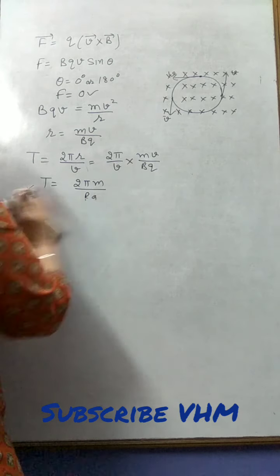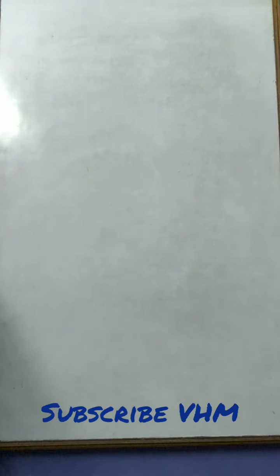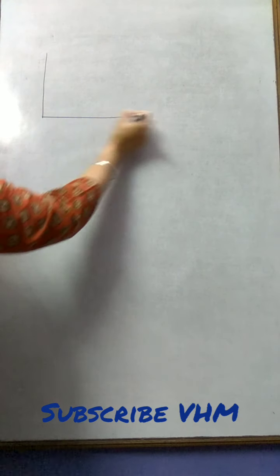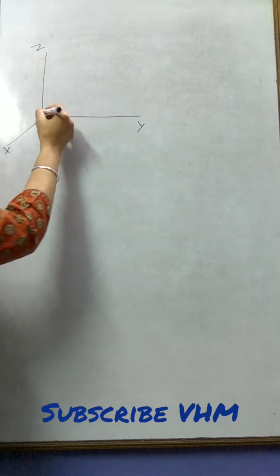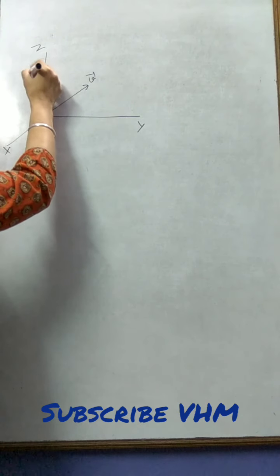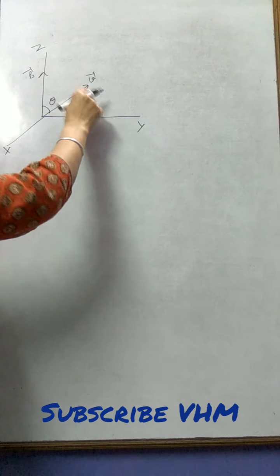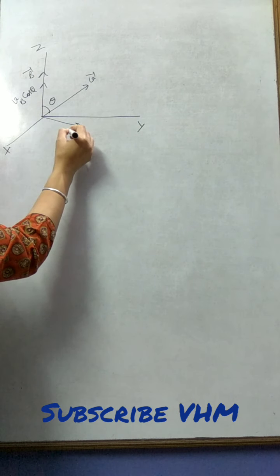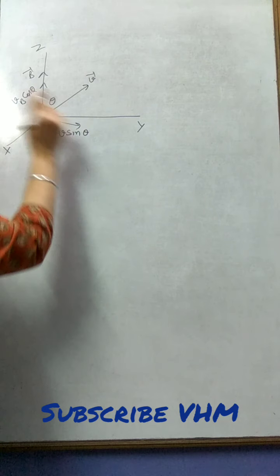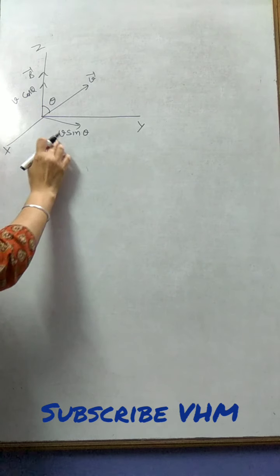Besides this, if the charged particle moves along the direction theta, it means the velocity vector makes an angle theta with the magnetic field vector. If we consider this coordinate system x, y, z, and here is velocity v, this is the magnetic field B vector, and this is angle theta. So it resolves into two components: one along the field, v cos theta, and the second perpendicular, that is equal to v sin theta.